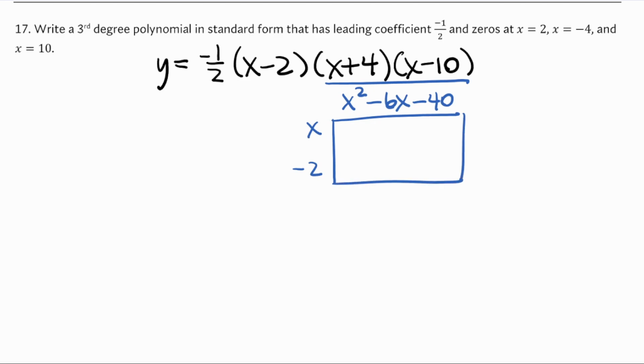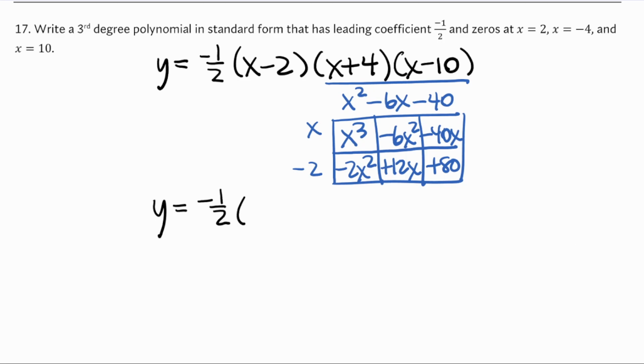And anything higher than binomial by binomial, I like to use the box. Okay, so this will be x to the 3, -6x to the 2, -40x, -2x squared, positive 12x, and plus 80. So I'll put this all together. I'll say that y equals -1/2 of x to the 3 minus 8x to the 2. -40 plus 12 would be -28 x to the first and positive 80.